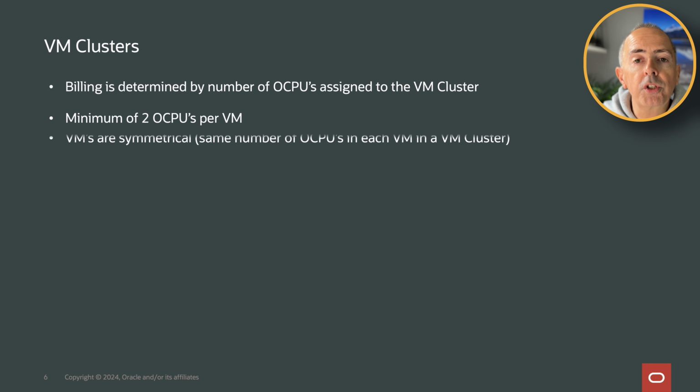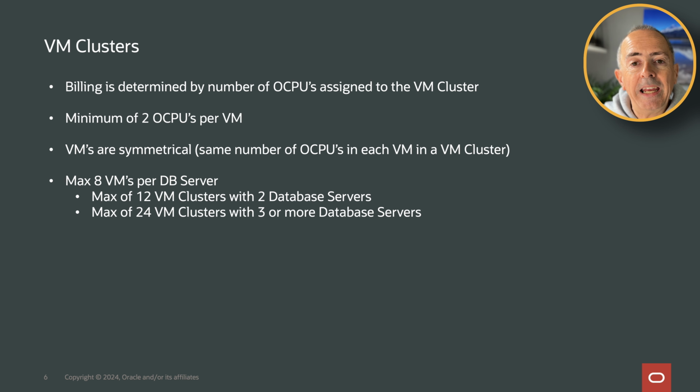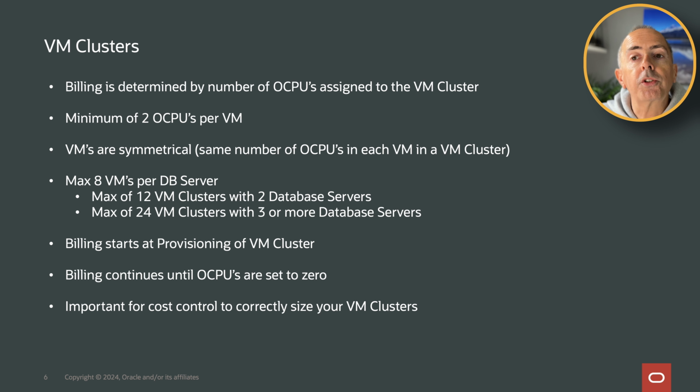Now, there's a minimum of 2 OCPUs per VM, which is to run the VM and the grid infrastructure software. And the VMs are symmetrical, so you have to have the same number of OCPUs in each VM within the cluster. We support up to 8 VMs per physical database server, and that allows a maximum of 12 VM clusters with 2 database servers, and a maximum of 24 VM clusters with 3 or more database servers. But bear in mind, to reach those numbers, you'll need to have a number of single node clusters.